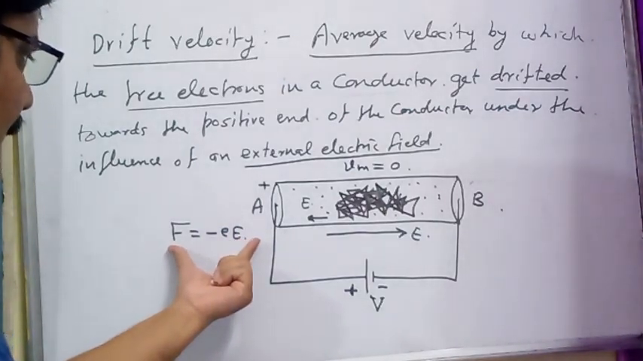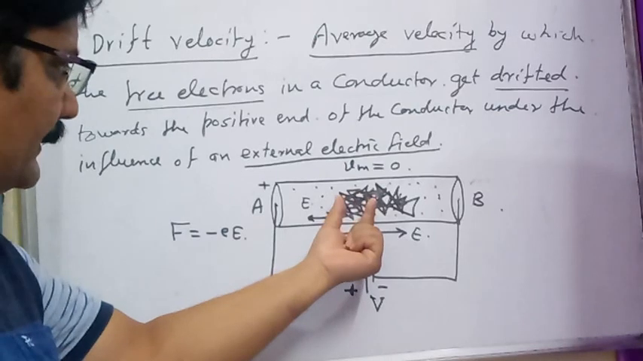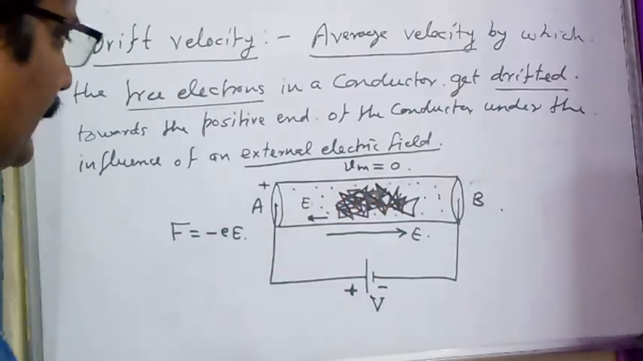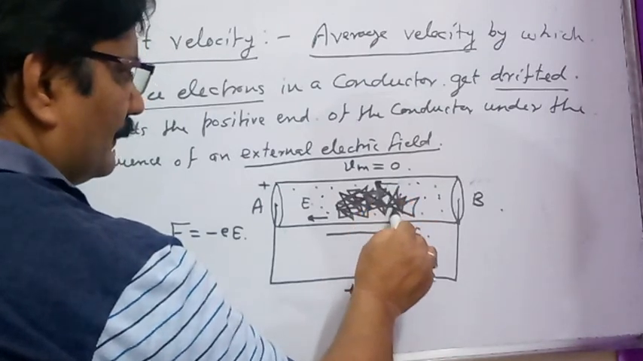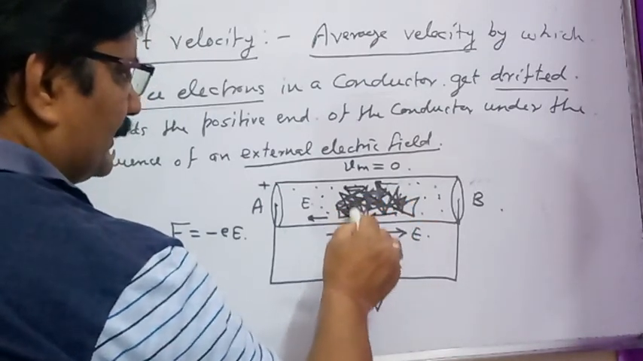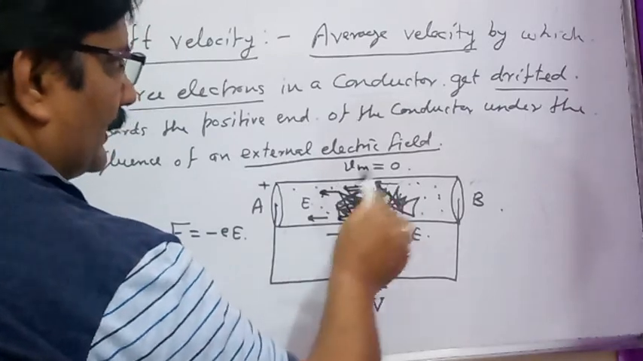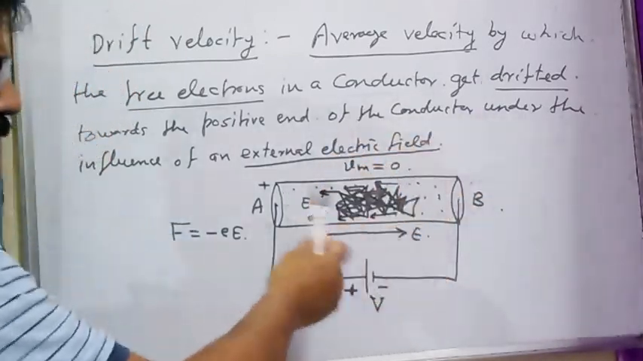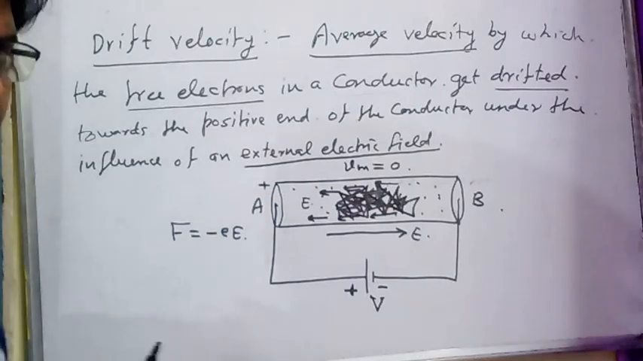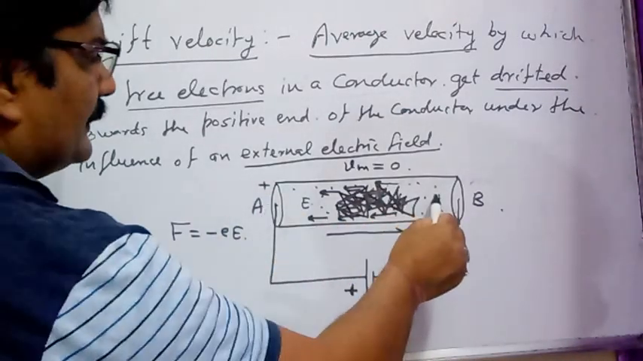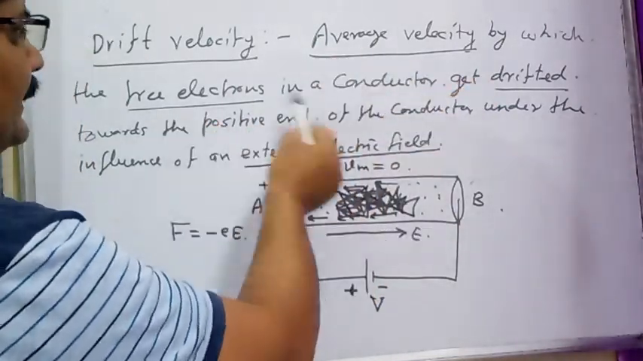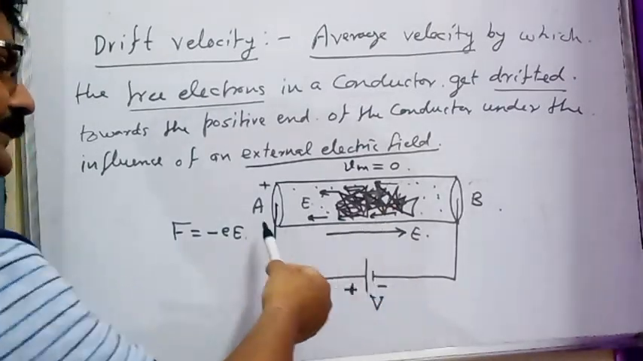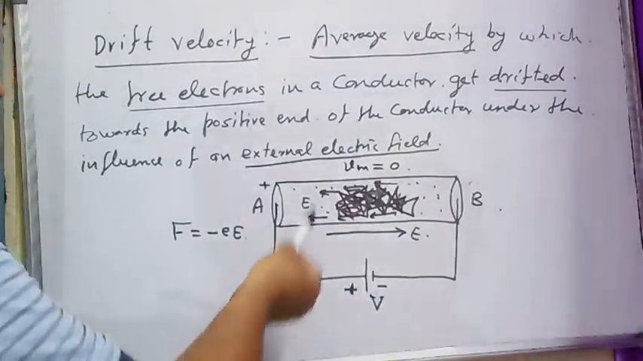Due to this force, electrons, after their random motion, start a slow drift towards the positive terminal. Drift means a slow shift of the electron towards the positive terminal of the conductor. What is going to be the value of this drift velocity? According to the definition, it is the average velocity by which the free electrons get drifted towards the positive terminal. What is going to be the average velocity?